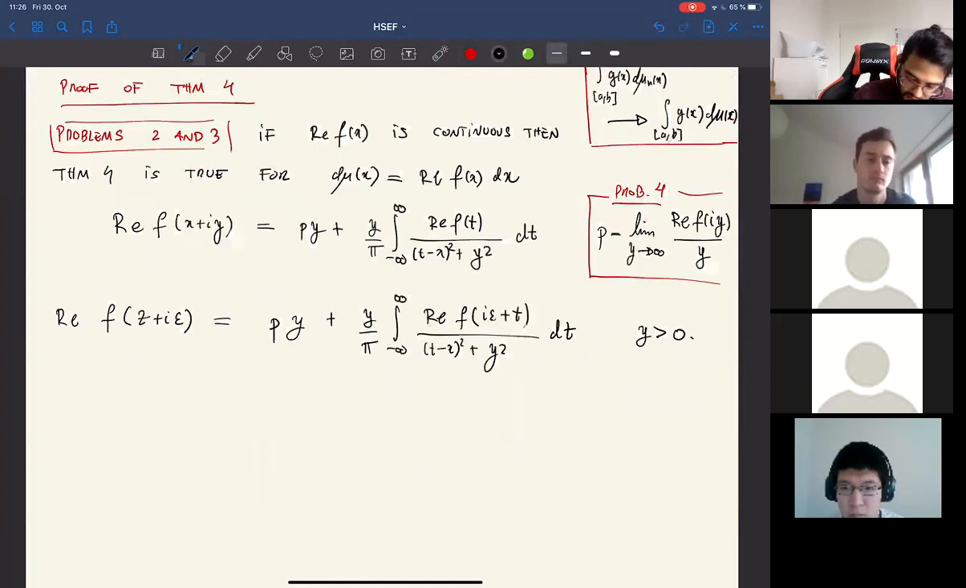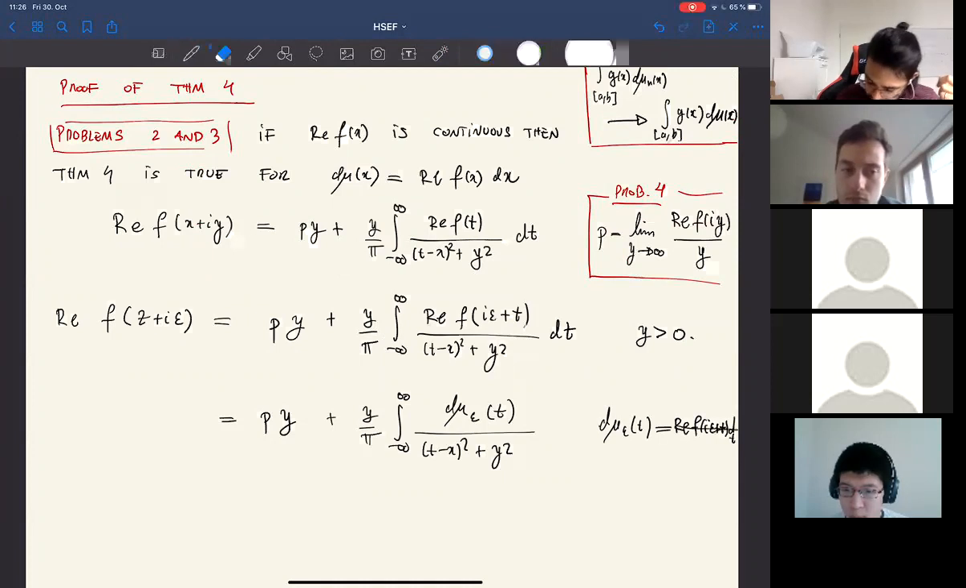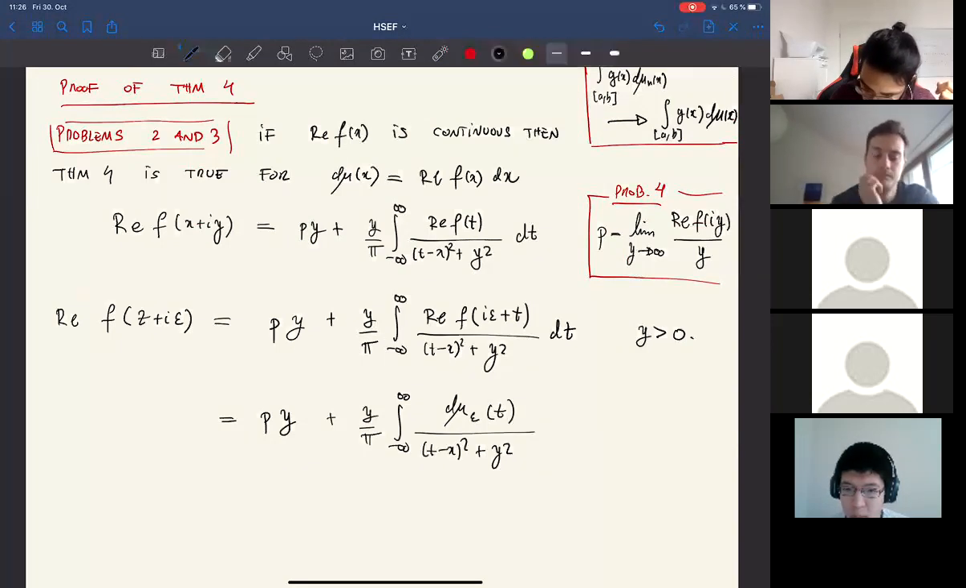Great. And this guy here, I will define this new measure here. So this would be the integral of d mu epsilon of t divided by t minus x squared plus y squared, where mu epsilon of t is just the real part of f of i epsilon plus t dt.